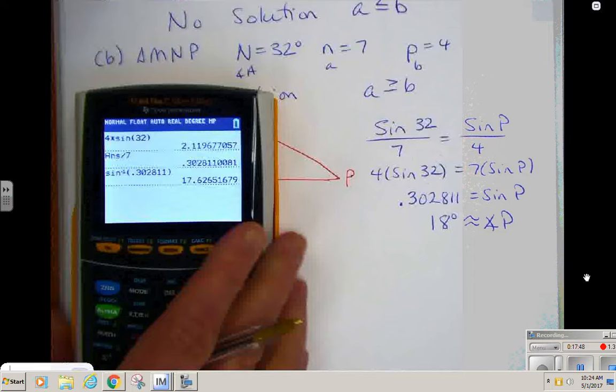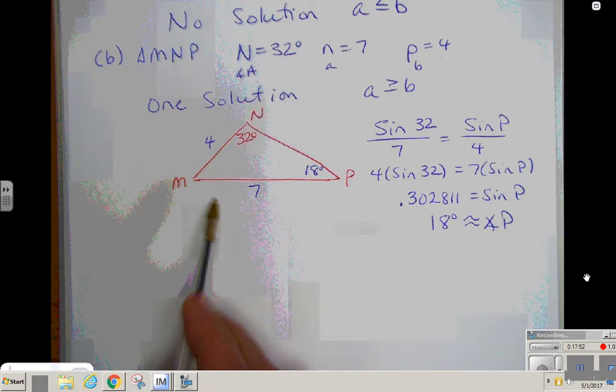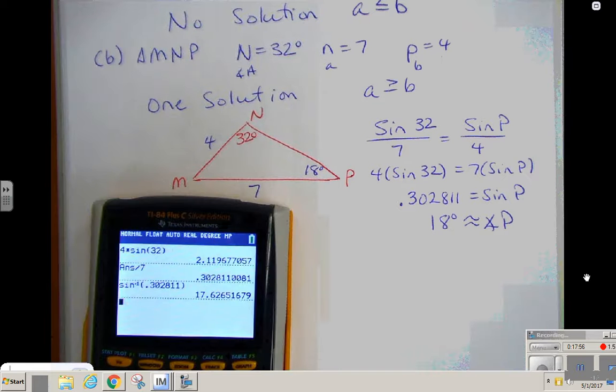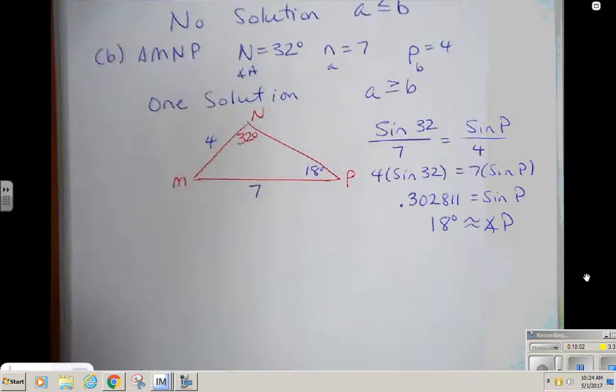So on the triangle, that's 18 degrees. So now I can find angle M. I take 180 minus 32 minus 18. And that last angle is 130 degrees.